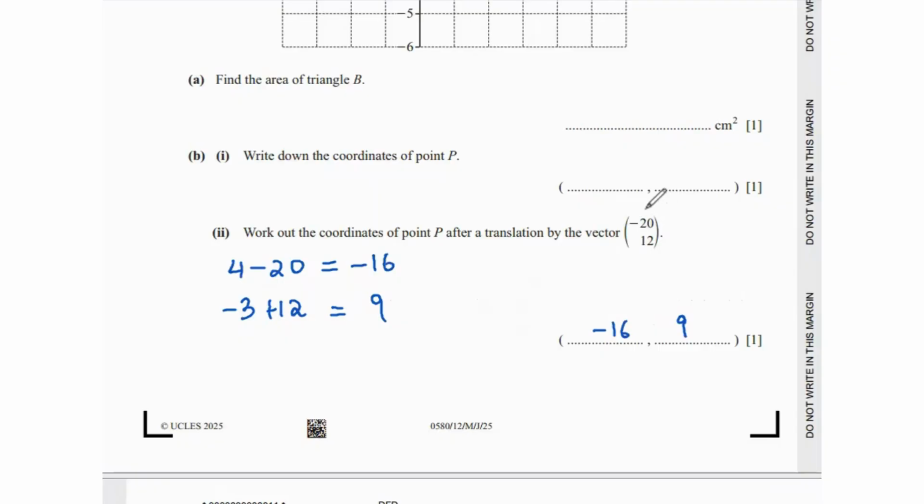Remember, the top value is for the x and the bottom value is for y. If the top value is negative, you move to the left-hand side. If the top value is positive, you move to the right. Similarly, if the bottom value is positive, you move the shape up, and if it's negative, you move it down.